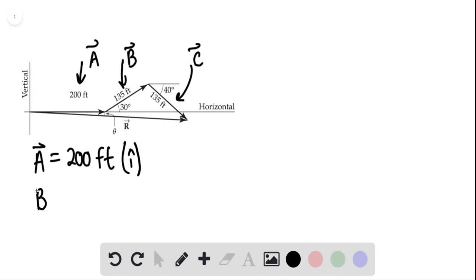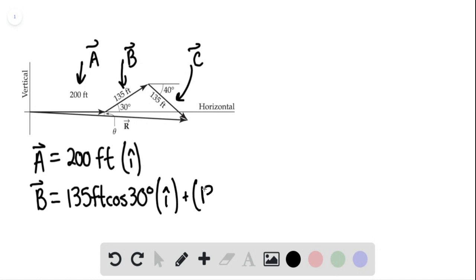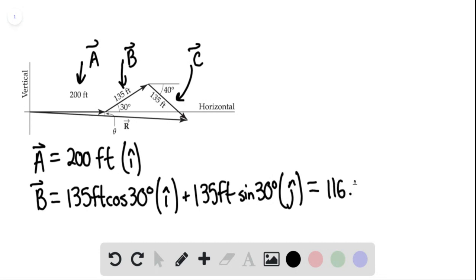I hat. Vector B would be equal to 135 feet multiplied by cosine of 30 degrees, which would be positive I hat, and then plus the same thing, 135 feet multiplied by sine of 30 degrees times j hat. And this is essentially equal to 116.9 feet I hat, and then plus 67.5 feet j hat.